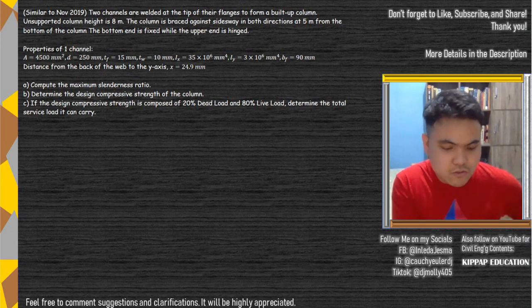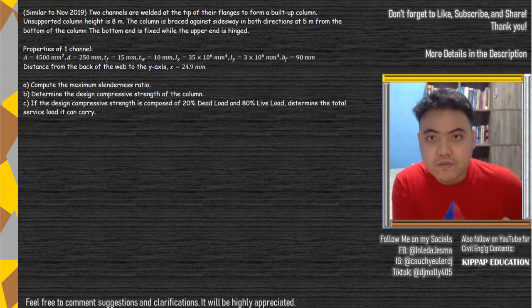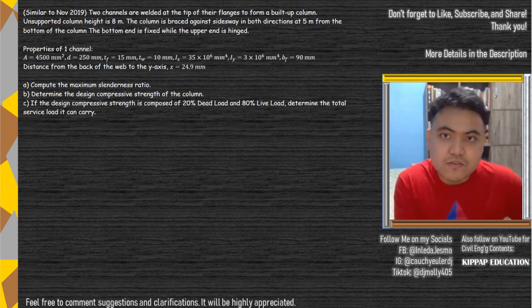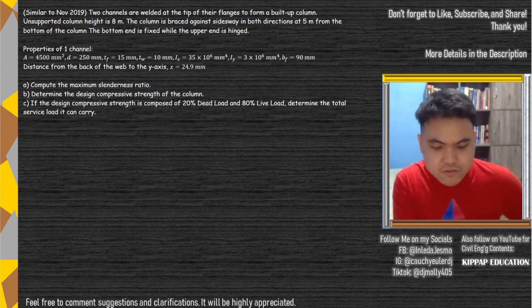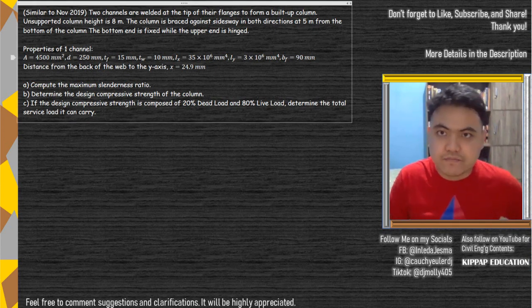So we are asked to solve for the maximum slenderness ratio, design compressive strength of the column. So, since hindi binigay sa atin kung anong method, we will try to solve using the ASD and the LRFD method. Madali lang naman siya, no? Kung NSCP 2015 kasi ang pinagkaiba lang sa kanila ay yung multiplier. Yung isa ay phi, yung isa dinidivide sa omega. Then, if the design compressive strength is composed of 20% dead load and 80% live load, determine the total service load that it can carry.